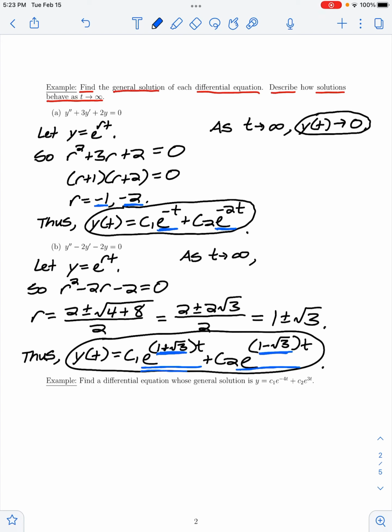So our first term is what is going to dominate our growth. We have exponential growth, and then we're multiplying out in front by some arbitrary constant C1. So depending on the value of C1, our solution, y of t, might approach positive or negative infinity, depending on the sign of C1.